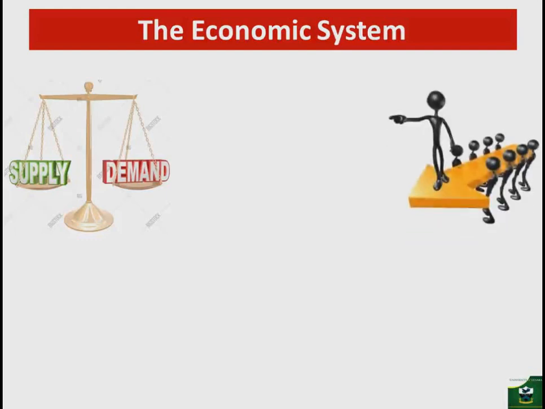We also have the command economy. So think of it in simpler terms. Think of somebody passing a command: do this, do that, do ABCD. So it is a command, meaning there is control of how production decisions or consumption decisions are made in such an economic system.